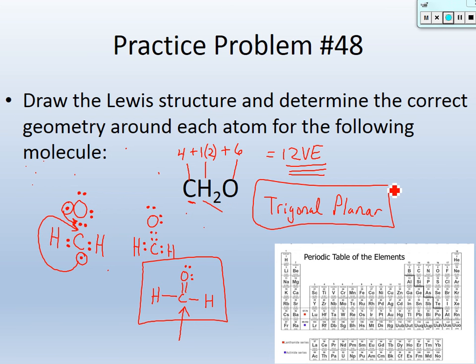Okay, very good. Guys, with respect to the hydrogen, what would it be? Linear. With respect to the oxygen, what would it be? I don't know. It's just got one atom attached to it. It would have to be linear as well. So trigonal planar with respect to the carbon.